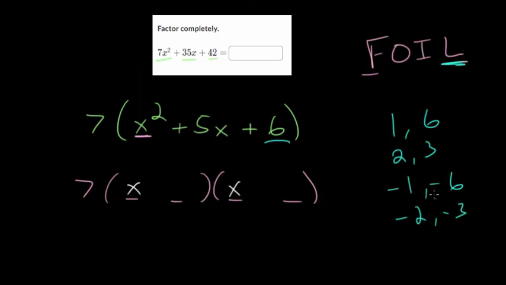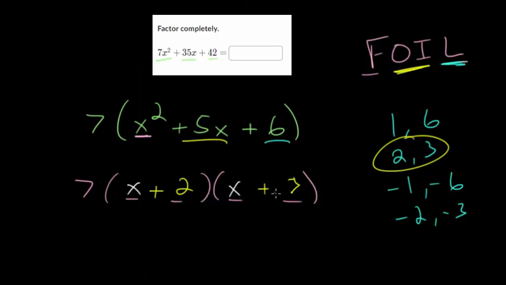Sometimes you will have this negative case, especially if this is a negative number here. But if everything is positive, if everything is plus, plus, plus, then you know that your terms are going to be positive. So the last step is that the outer and the inner add up to this 5x here. Out of these possibilities, which one of them adds up to the coefficient on x, which is just 5 in this case? That would be 2 and 3. So we can put +2 and +3 there.